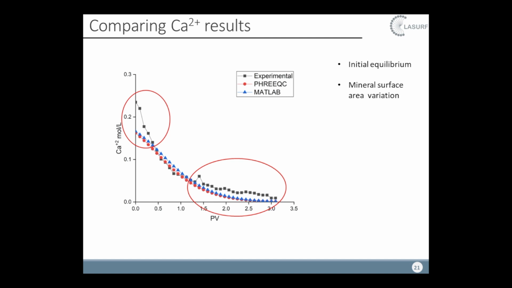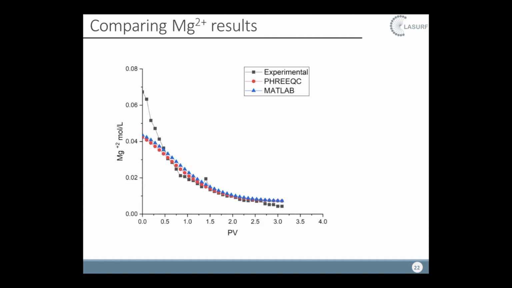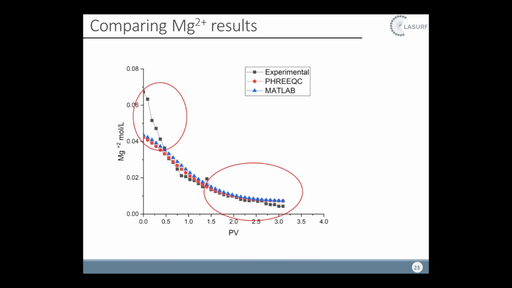At the end, we are trying to change the mineral surface area to match this, and we saw that if you implement some kind of function to change the mineral area, you can get much better results. For the magnesium, we get the same problem at the beginning, but because the literature conditions for the equations were the better choice for the magnesium.